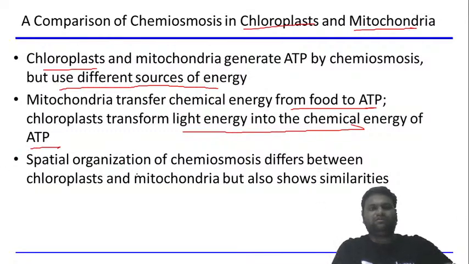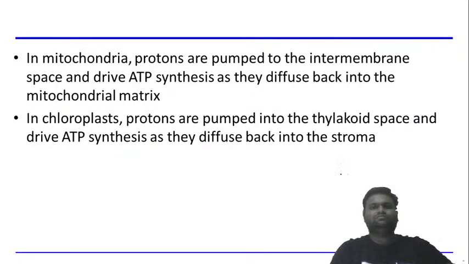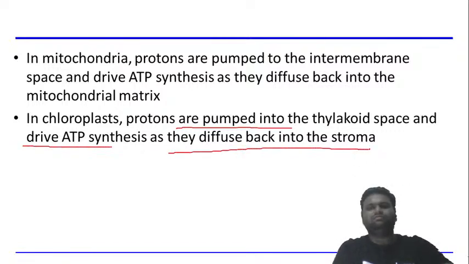So spatial organization of chemiosmosis differs between the chloroplast and mitochondria but also shows similarity. In the case of mitochondria, the protons are pumped to the intermembrane space and drive the ATP synthesis as they diffuse back into the mitochondrial matrix. In chloroplast, protons are pumped into the thylakoid space and drive ATP synthesis as they diffuse back into the stroma.